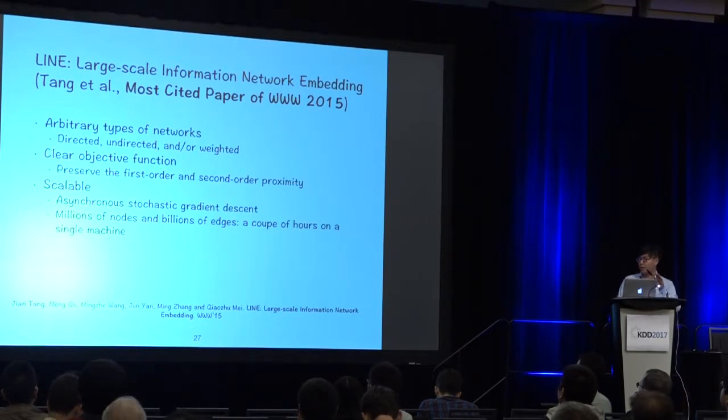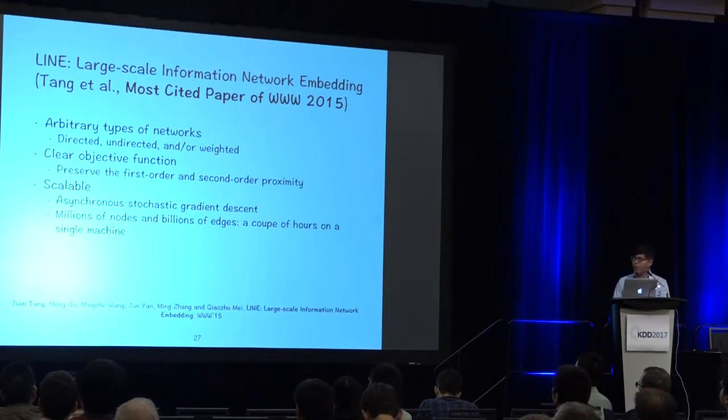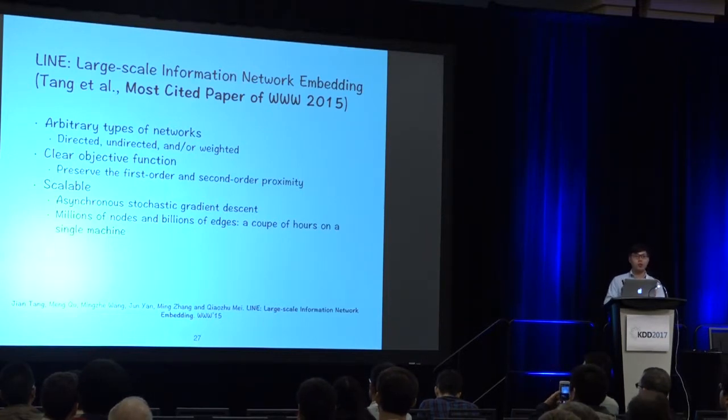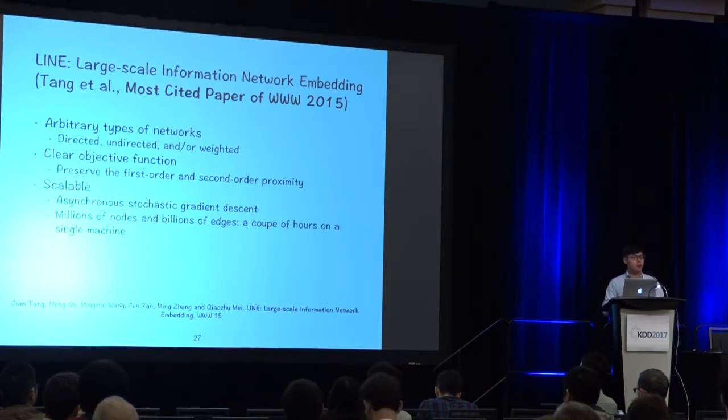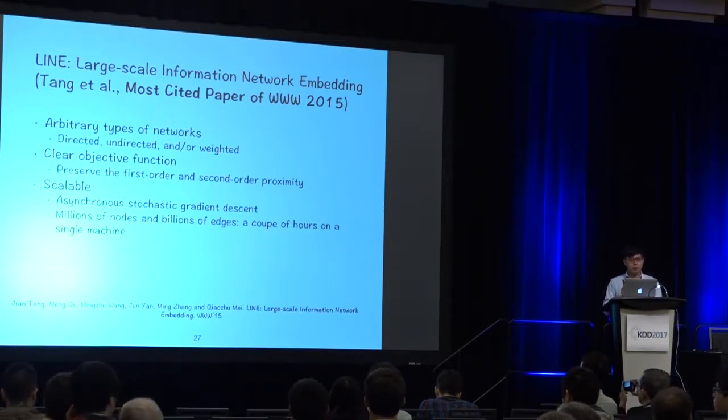Inspired by the skipgram model, we propose a very scalable model called LINE for learning node representations. LINE has several advantages. First, it can be used for any type of network, including directed, undirected, and weighted. LINE has a very clear objective function. It aims to preserve the first-order and second-order proximity between the nodes in the network. I will talk about the definitions of first-order and second-order proximity later. LINE is also very scalable. It's optimized through asynchronous stochastic gradient descent, which means it can be optimized with multiple threads. It only takes a couple of hours to embed a network with millions of nodes and billions of edges on a single machine, which is very efficient.